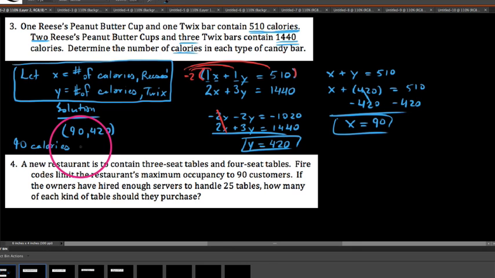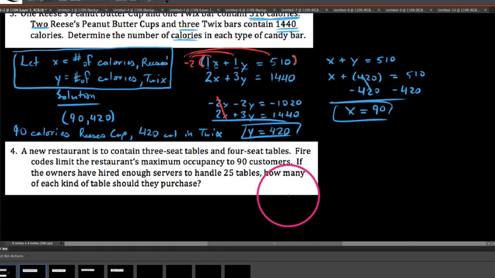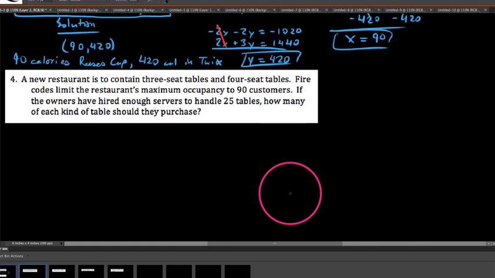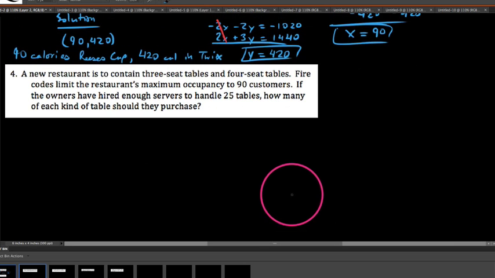So in a Reese's cup, there are 90 calories, and there are 420 calories in a Twix in this particular instance. What we're going to look at now is another example below this one, where we carry out the same steps but with a slightly different situation and see what we can piece together.